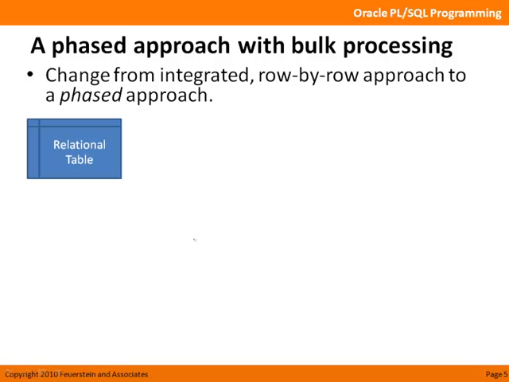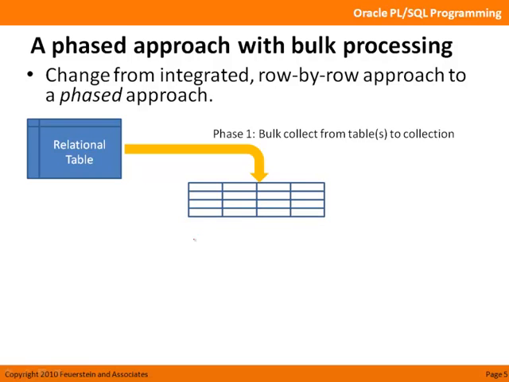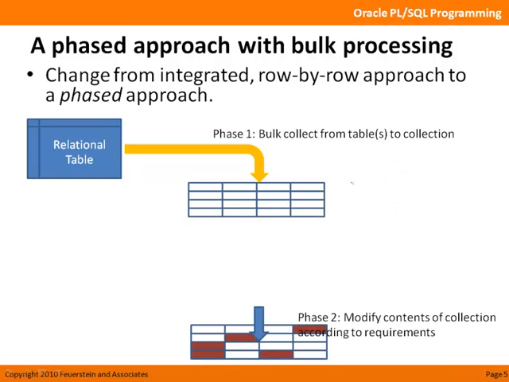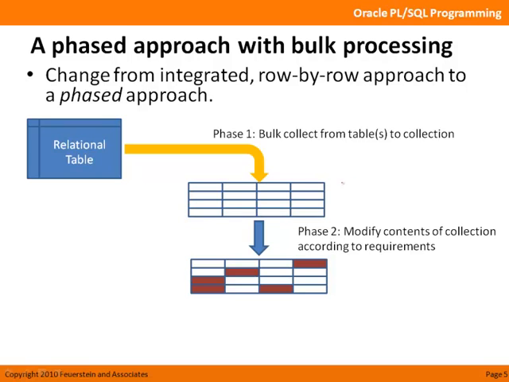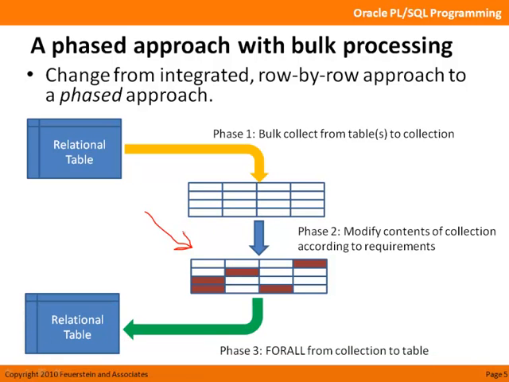So we've got data in one or more relational tables. And phase one is we get the data out from the tables as quickly as possible using bulk collect. Whether we do an unlimited bulk collect or use the limit clause, which would be the preferred option for production code, we fill up the collection with data, or maybe multiple collections. Phase two is modify the contents of the collection according to your requirements. Maybe I need to change the salary, remove some rows, make all sorts of modifications, but do that within the collection itself using PL/SQL code. And then phase three, use FORALL to push the data back into the relational table.